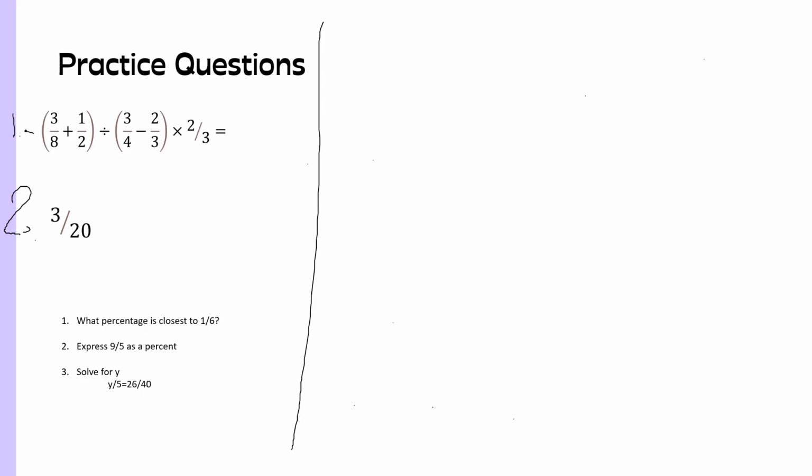So 1/6 equal x over 100. That's what we need to know. Remember, percentage is per 100. So you want to know what is 1/6 of that 100. We want the denominator to equal 100, right? So that is why the equation is like this. 1/6 equal x over 100.